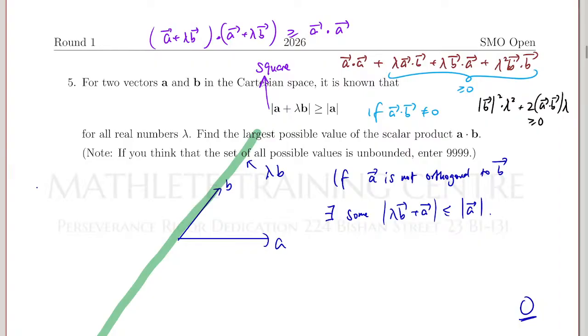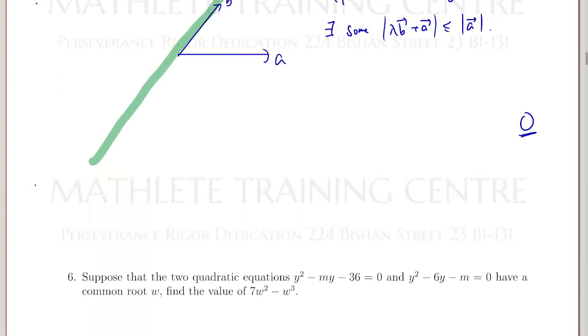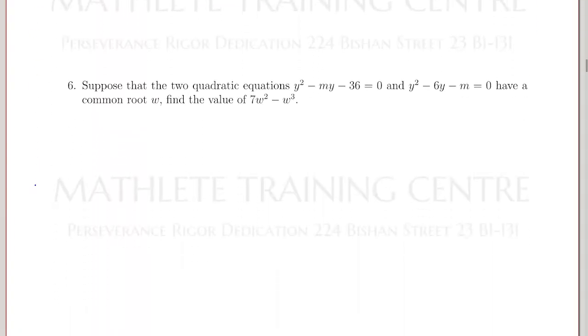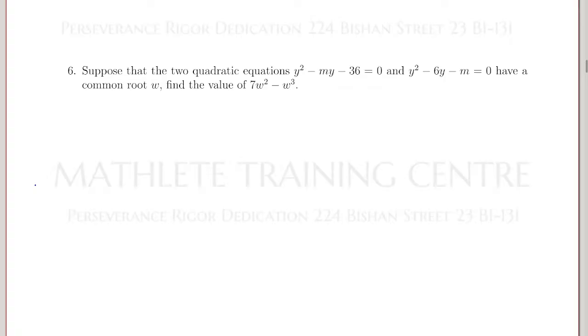Okay, next one, question number 6. Suppose we have these two quadratic equations with a common root w, find the value of 7w squared minus w cubed. This question is a little bit funny, right? Because actually, if you start on the right path, it's very short, but you may not start on the right path. Since they have a common root w, let's put that in.